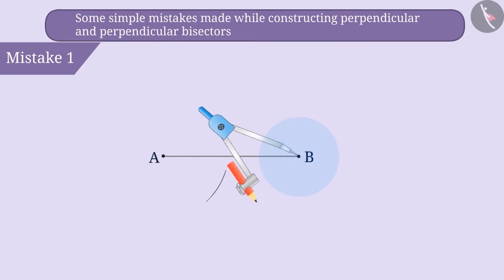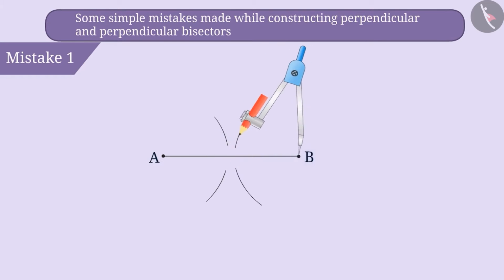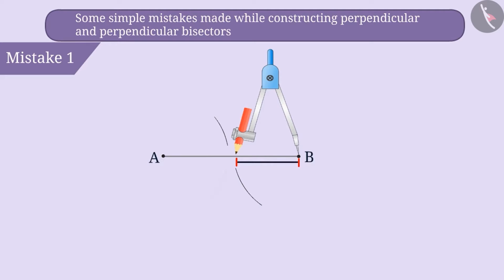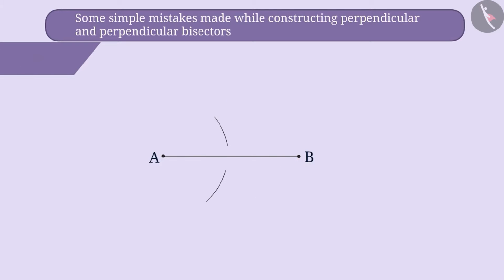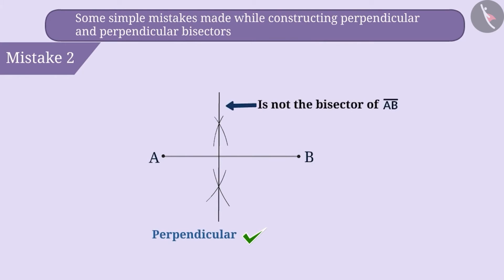Then, they place the pointed end of the compass on point B and attempt to draw an arc. But since less than half the length was taken in the compass, they fail to draw an arc intersecting the previously formed arc. Mistake 2. To draw an arc, they increase the length taken with the compass and construct an arc intersecting the previously formed arcs. With this, they get a perpendicular, but it is not the bisector of the line segment AB.